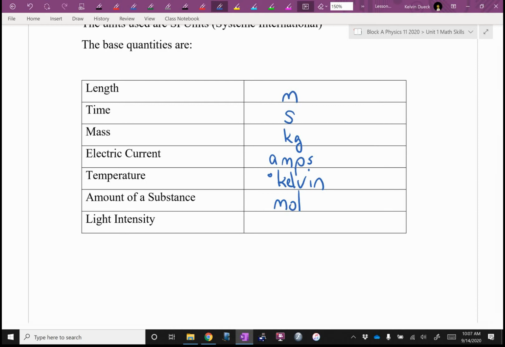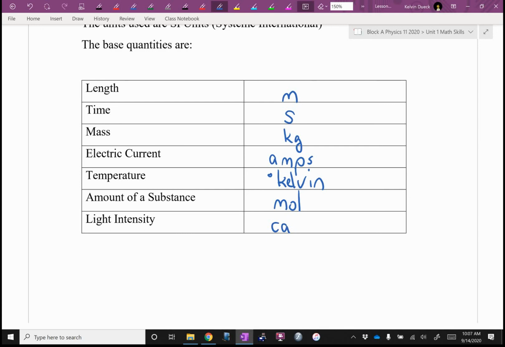Does anybody know what we measure light intensity in? We measure light intensity in candles. And 1 candle is exactly as bright as all of you are thinking right now. Yes, that bright, which is kind of a nice unit. It's actually candelas, but it comes from the word candle. So the abbreviation for that is cd.